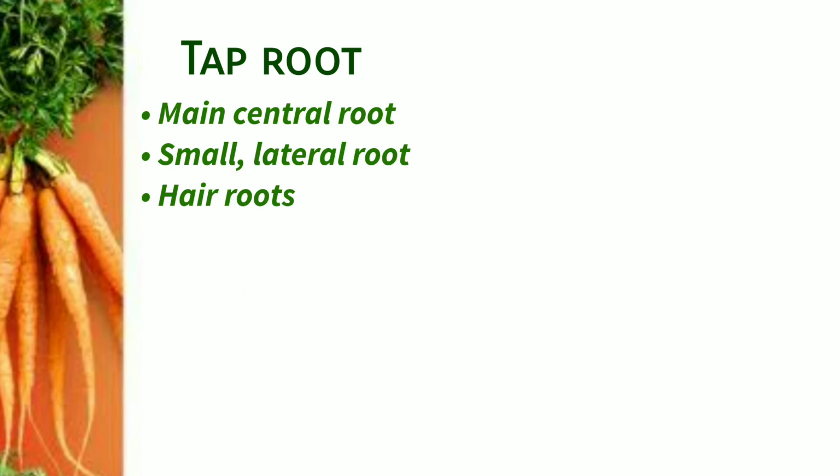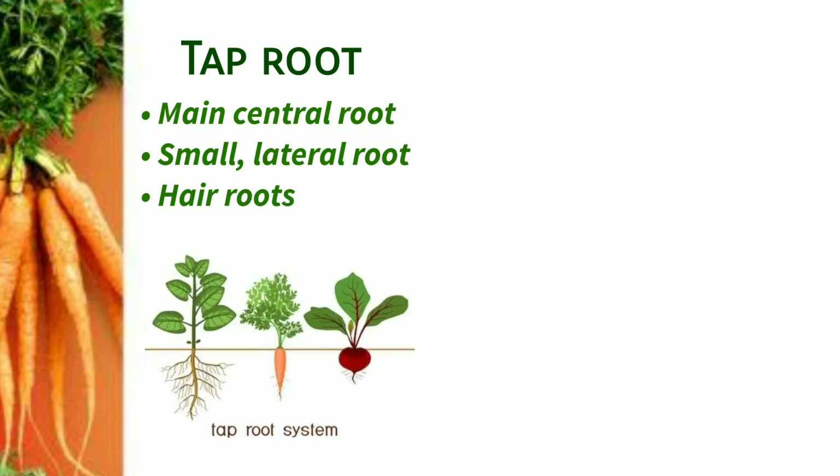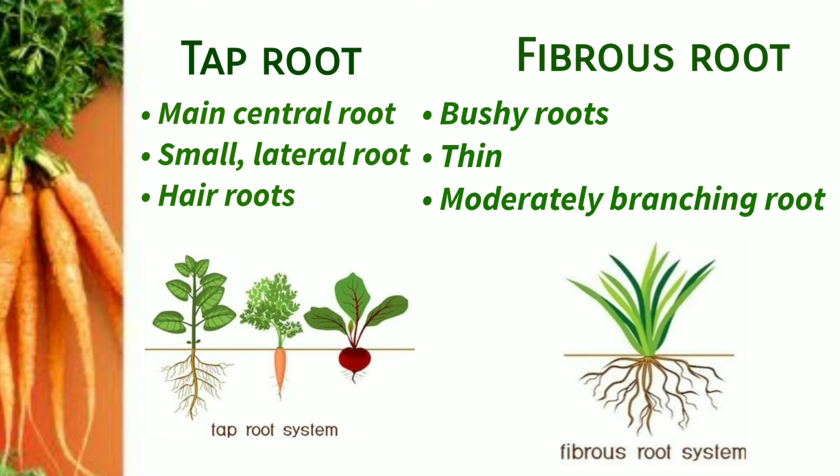Taproots have a main central root upon which small lateral roots are attached. Carrot, beetroot, china rose and all dicot plants are examples of taproot. Fibrous roots are bushy roots in which thin, moderately branching roots grow from the stem. Rice, wheat, maize, marigold, banana and all monocot plants are some examples of fibrous roots.